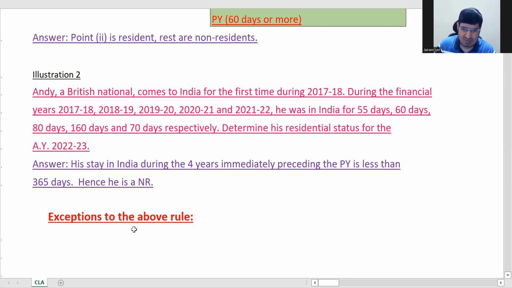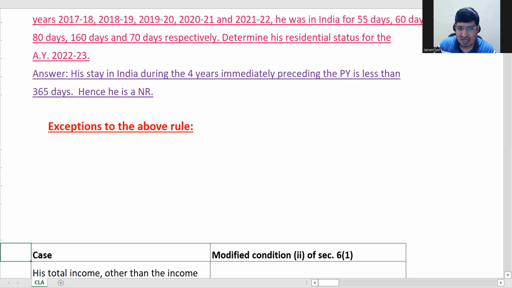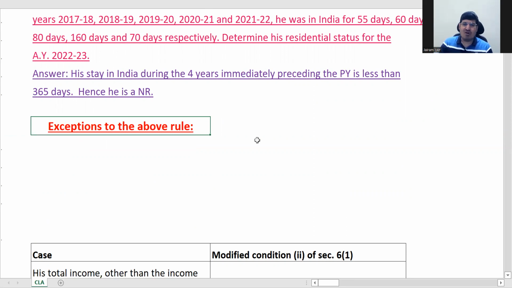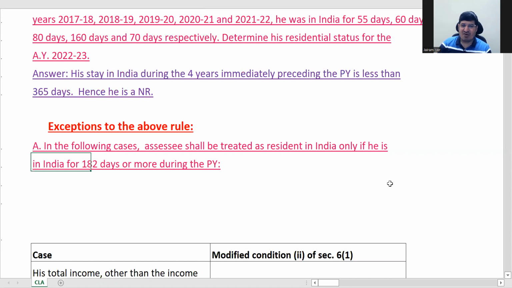Okay, so now next is exceptions, the last part we are doing now, and then I will let you go. Exceptions to the above rule. Above rule means the basic conditions. So these are exceptions to the basic conditions. In the following cases, a person shall be treated as a resident only if he is in India for 182 days or more. There are 3 exceptions.